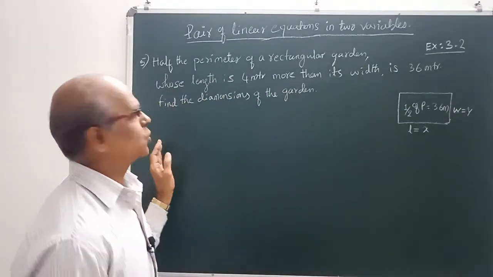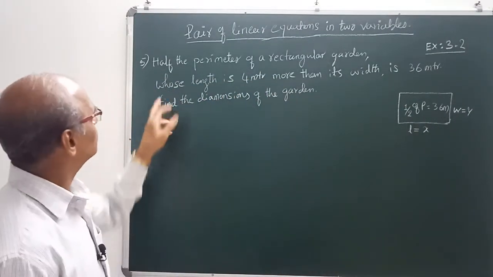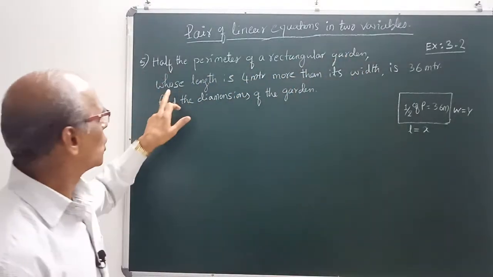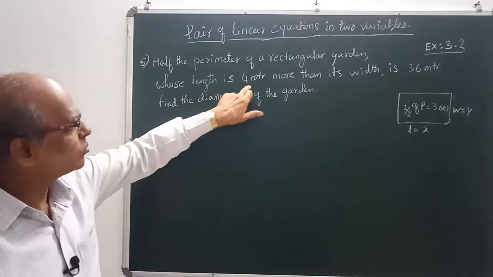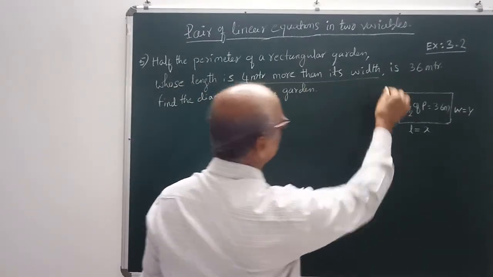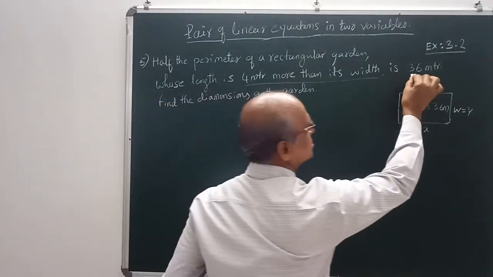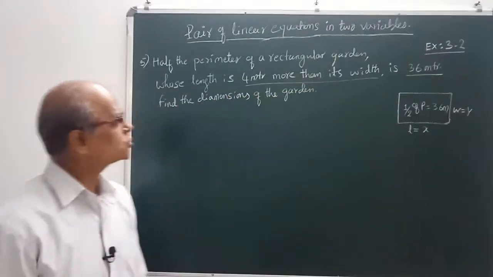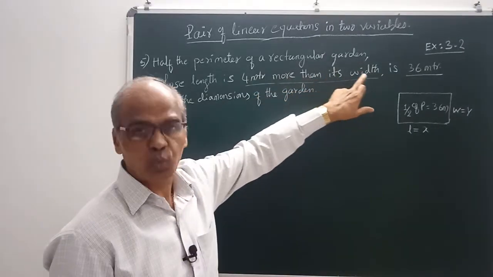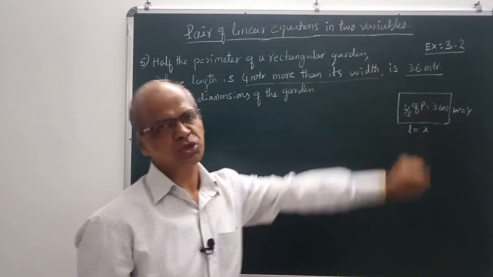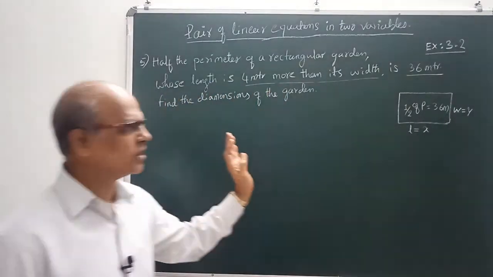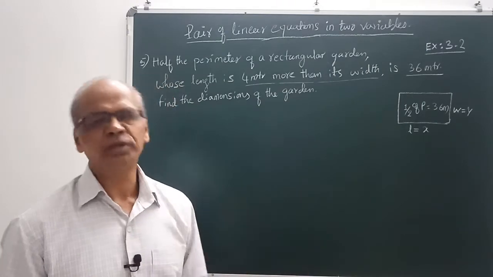Right. So what does the question say, 5th question? Half the perimeter of a rectangular garden whose length is 4 meter more than its width, this is what has to be underlined, is 36 meter. Understood? Whose length is 4 meter more than its width is 36 meter. Find the dimensions of the garden. That means you have to find the length as well as the width of the garden.